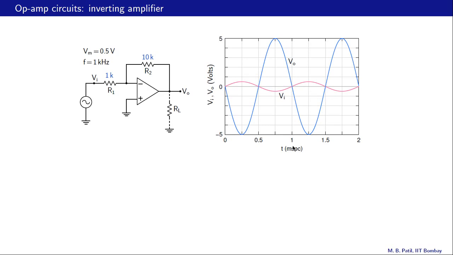The output voltage is expected to be 10 times larger in amplitude. So that is 0.5 times 10, or 5, and that is what we see, 5 volts in amplitude. And of course it's out of phase with respect to the input voltage because of the negative sign in the inverting amplifier relationship. So the output voltage therefore goes negative when the input voltage goes positive.